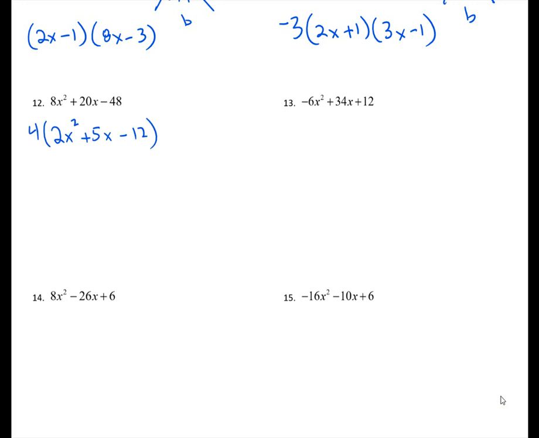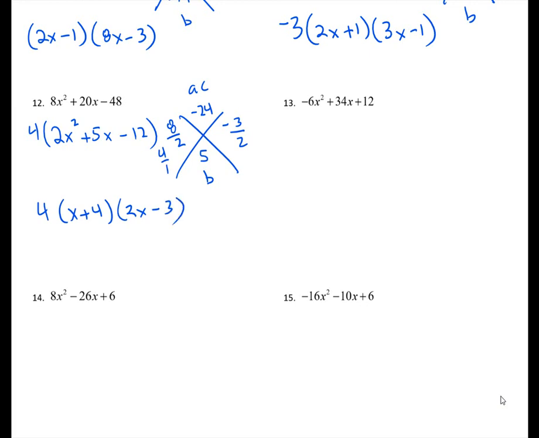Now I'm going to start the x. A times c, that's negative 24. B is 5. So it looks like the two numbers are going to be positive 8 and a negative 3. Divide by a, which is 2. All right, the 8 over 2 reduces to 4 over 1. So it looks like my factors will be x plus 4 and 2x minus 3. Okay.